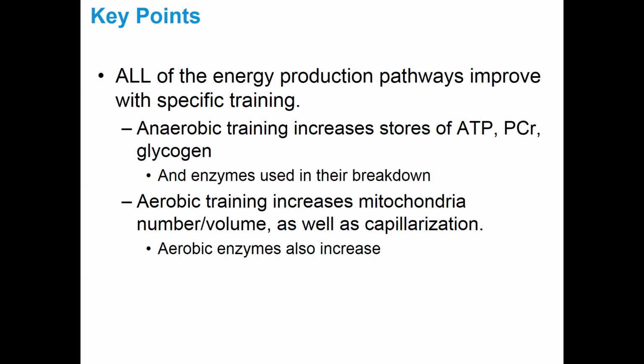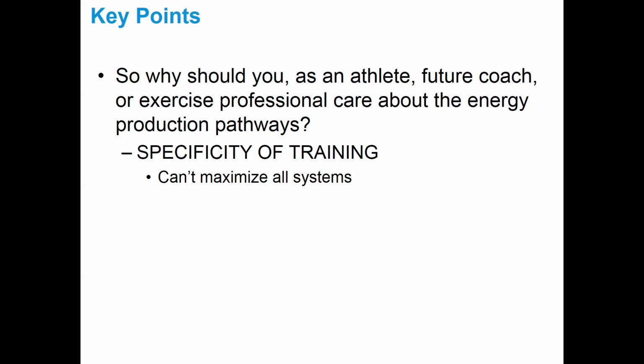On the other side of things, if you train aerobically, so if you do endurance type training, then you get better at breaking down the macronutrients aerobically. So you get those adaptations that I talked about a minute ago: more capillaries around the muscle cells, more mitochondria, more citric acid cycle enzymes. So again, you get better at producing energy aerobically. So why does that matter? If you're an athlete or a future coach, there is some specificity to those adaptations.